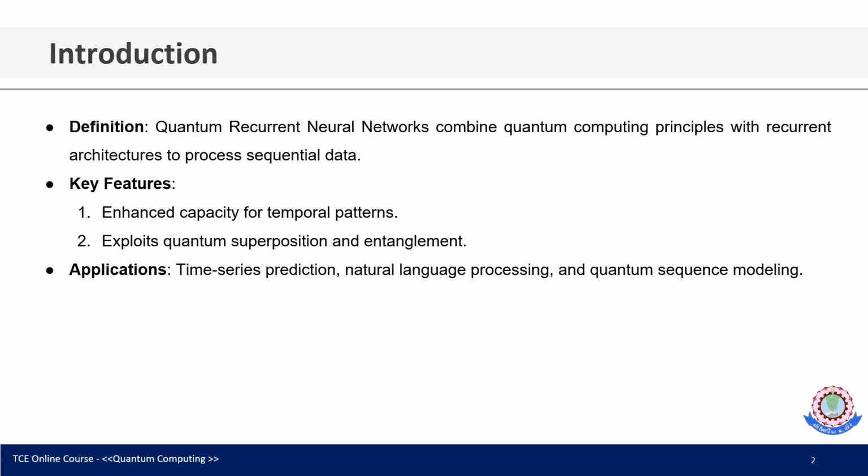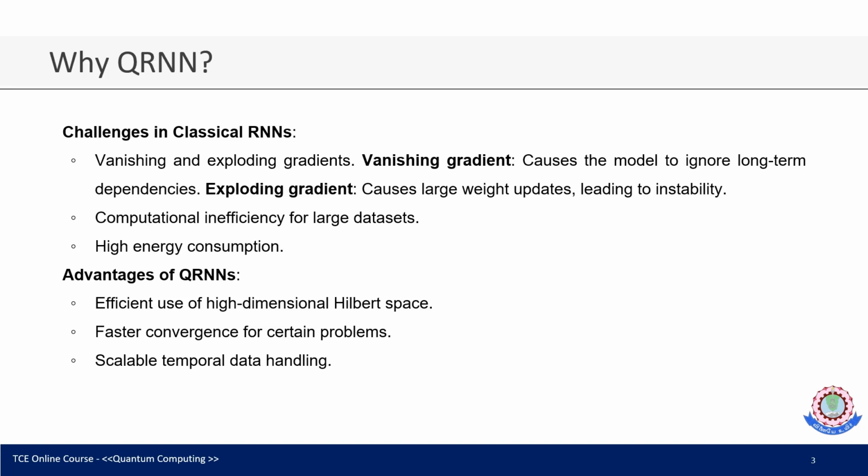In this session we are going to discuss what a quantum neural network is. As per the definition, a quantum neural network combines quantum computing principles with the neural network architecture to process sequential data. Key features: we can easily enhance the capacity for temporal patterns and align with quantum superposition and entanglement. Applications include time series prediction, natural language processing, and quantum sequence modeling.